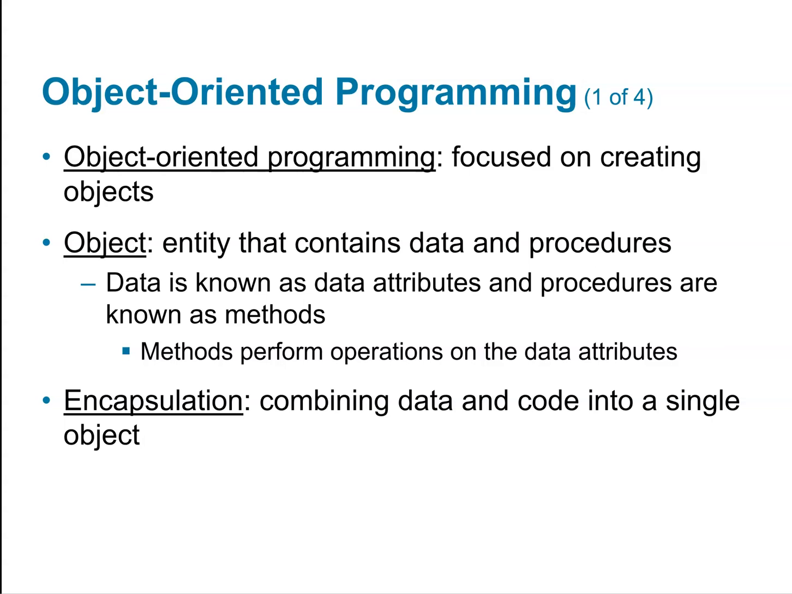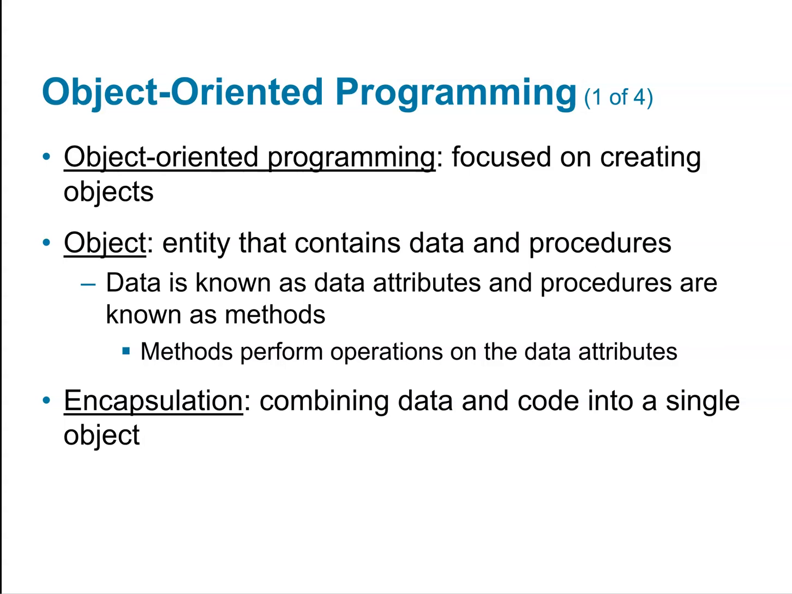Objects map to real-world entities. An entity that contains data and procedures. Data is known as data attributes or member variables, and procedures are known as methods. Methods perform operations on the data attributes. Encapsulation is the idea of combining data and code into a single object.